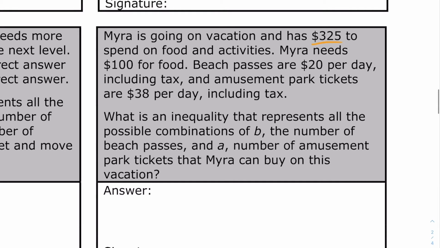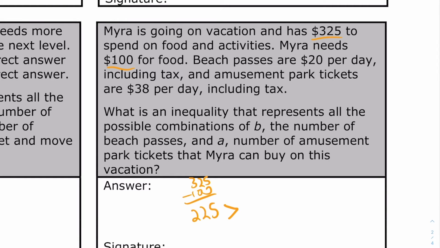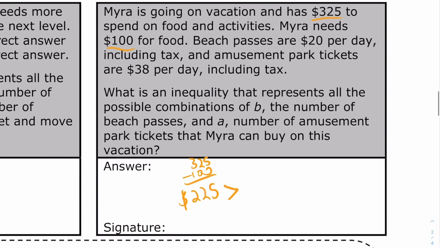The limit is $325, but we already know that she's going to spend $100. So we're going to do $325 minus 100 to be $225 is the actual limit for what she can spend. $225 is going to be the most that she can spend. I'm writing it this way just because I have more space to the right side than the left, but $225 is going to be the limit, and everything else is going to need to be smaller than that.